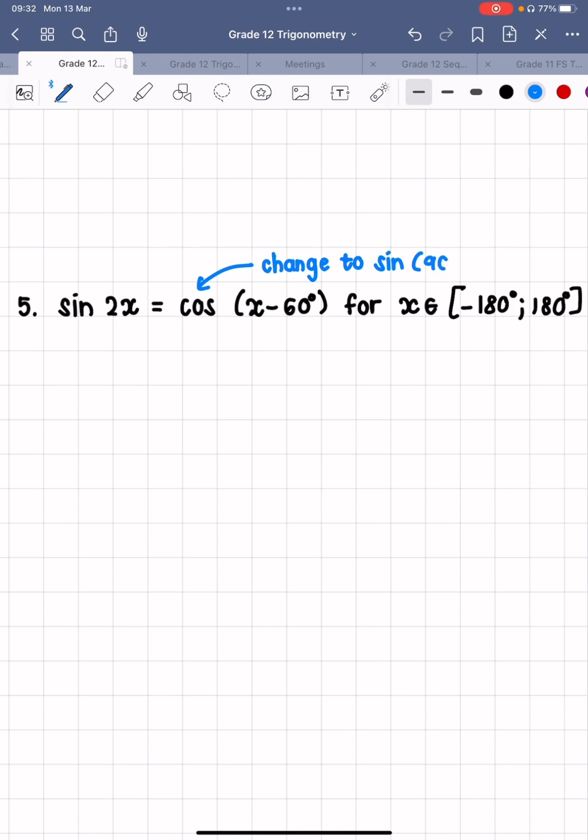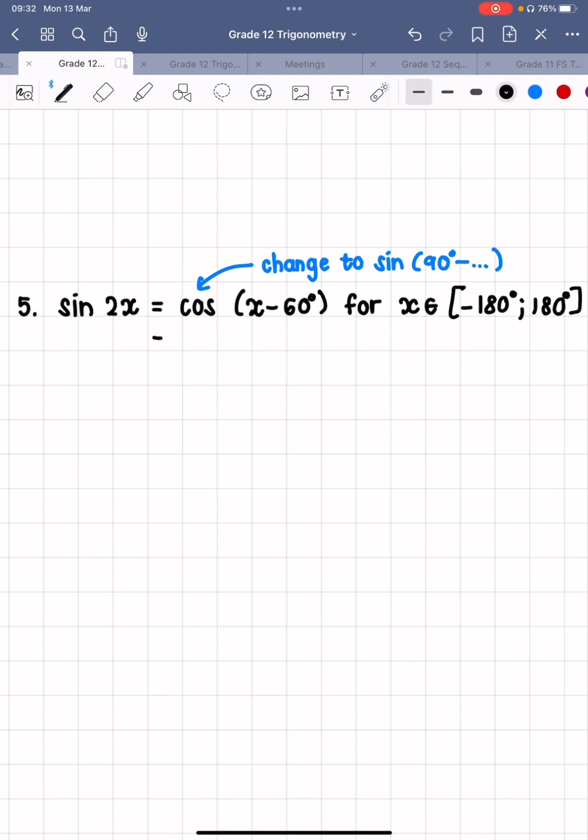You could, yes, yeah. I just want to show you this one with the brackets. But yes, you could have changed the sine 2x to a cos 90 minus x. Or 90 minus 2x. Yeah. Now guys, what makes this question difficult is that I'm going to have to change it now to a 90 minus brackets x minus 60, right? Remember when we are subtracting multiple terms, we need to keep those terms in a bracket. Okay, so I'm going to have to do this.